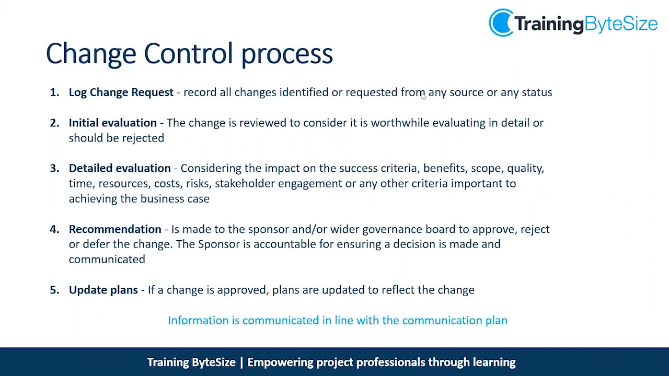And information is communicated in line with the comms plan. Any of this needs to be updated. It can't just be done. The stakeholders have to be made aware that we've made these changes. We can't just change them and then go, "Off we go." The people involved with the project, the stakeholders, have to be made aware that we've made a change. Otherwise, they won't react to it. They won't know about it. They won't be able to respond or enact it.